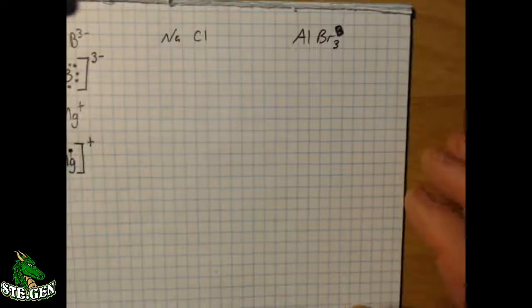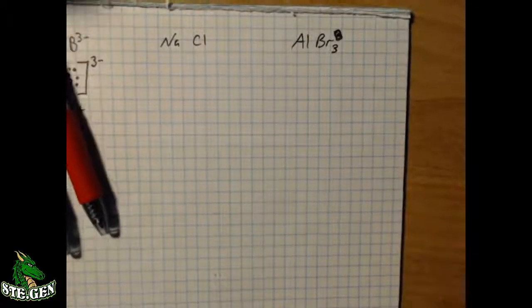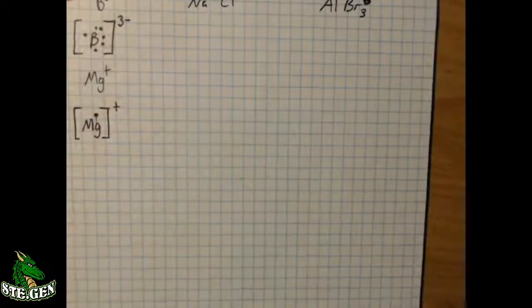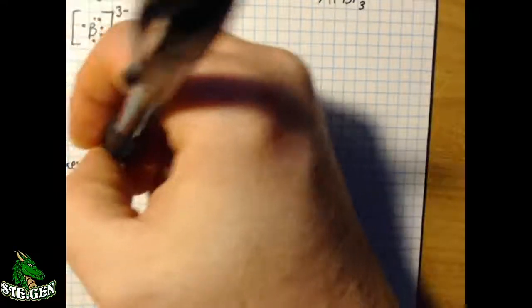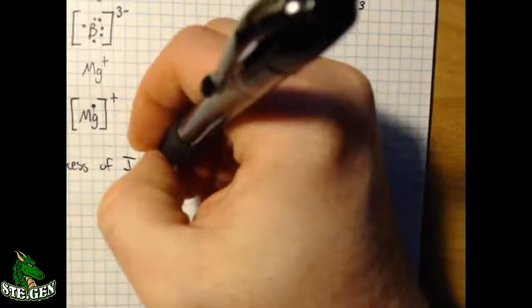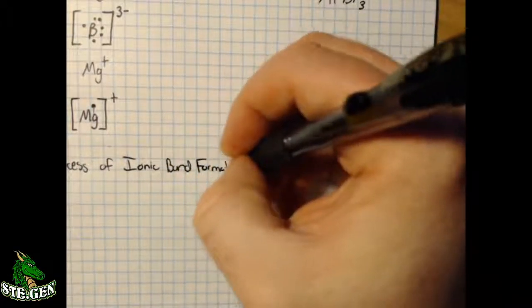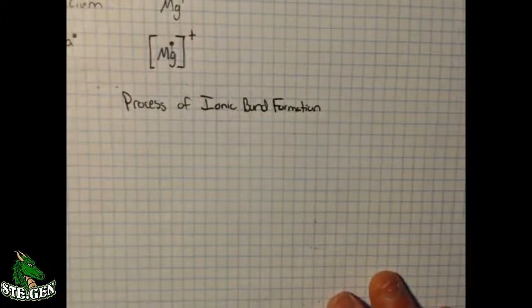Okay, these next 2 are the ones that are a little more in detail, and these are the ones where I'm going to use my red and my green here. So the first thing that I'm going to do is show the process. So the process of ionic bond formation. So I'm going to start, making sure it's in focus.